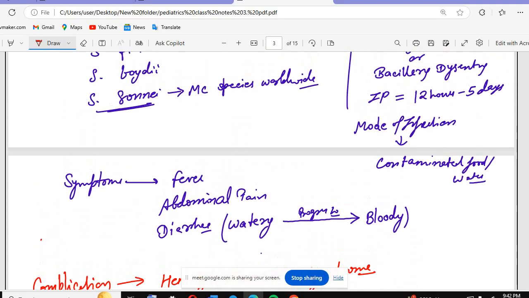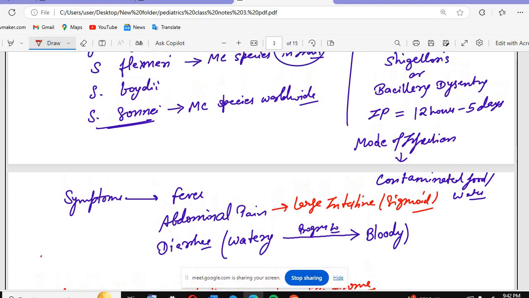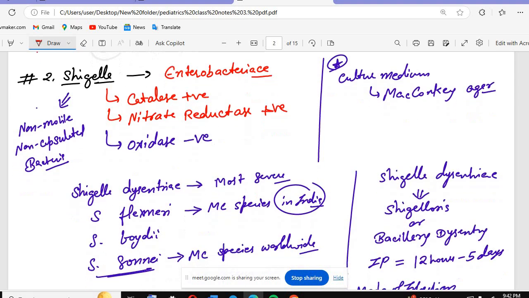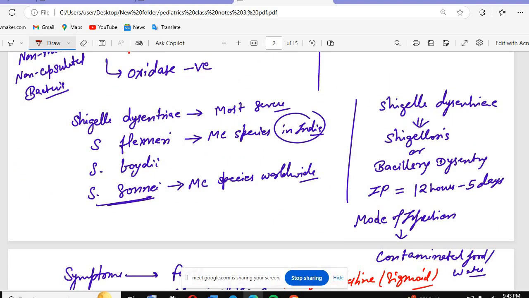Okay, so in shigella dysentery, basically we have abdominal pain. They will affect the large intestine, and in the large intestine, basically the sigmoid colon. Remember that shigella belongs to the enterobacteria, catalase positive, nitrate reductase positive. Shigella dysentery is the most severe. Then we have Shigella flexneri, the most common species in India, Shigella boydii and Shigella sonnei. And Shigella dysenteriae, of course, is the most severe condition.